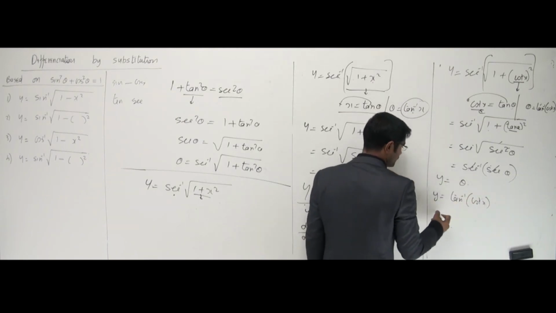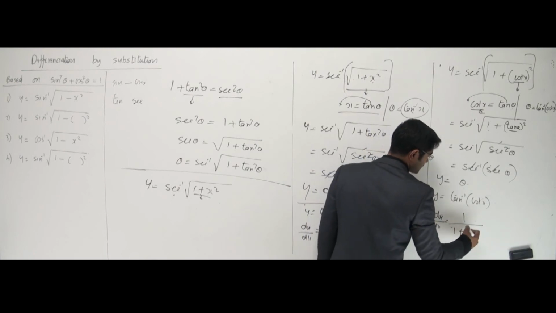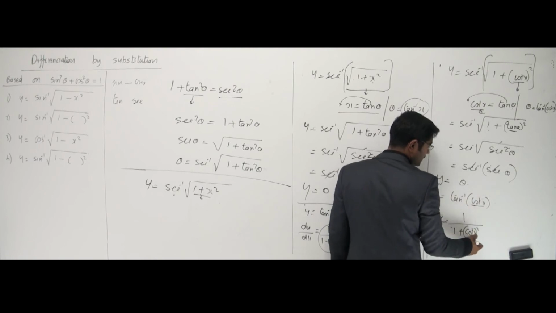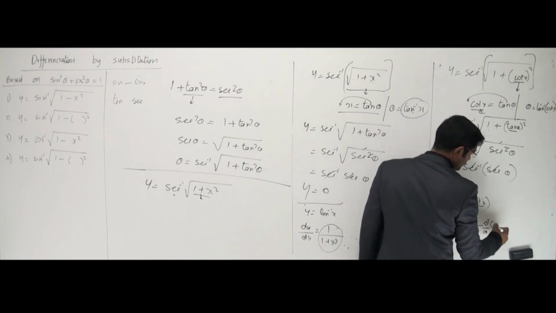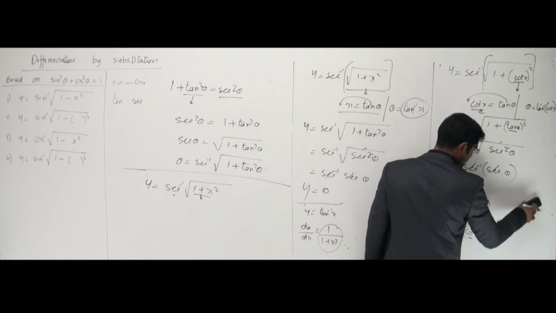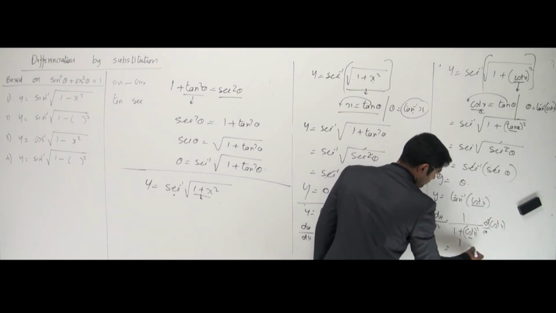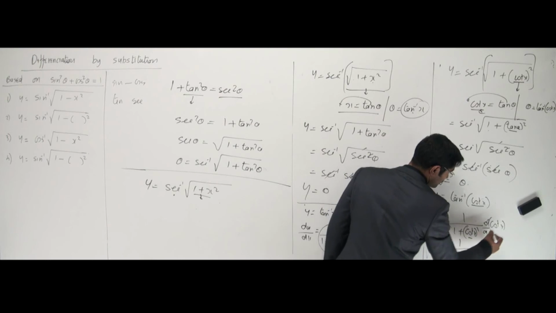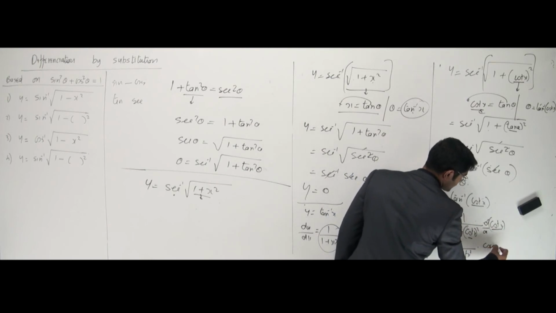Now differentiate. dy by dx would be what? 1 by 1 plus cot x the whole squared. Instead of x I have cot x, so I'll write cot x into differentiation of cot x. So next step, differentiate cot x is what? I know that 1 by 1 plus cot x the whole squared into differentiation of cot x is cosecant squared x with a negative sign. That's all about it.